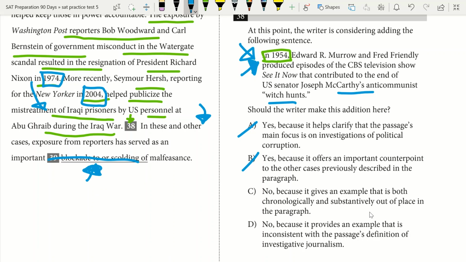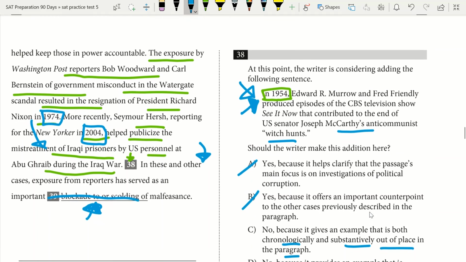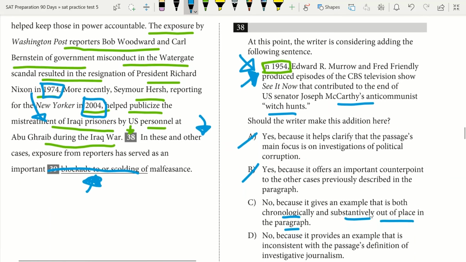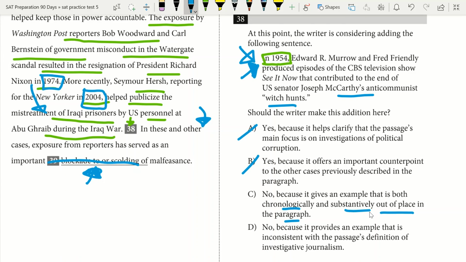Now we're looking at C and D. We see C says no because it gives an example that's chronologically and substantively out of place in the paragraph, right? So when we're talking about investigative journalism, we were really focusing mostly on print journalism as well, and this switches over to television journalism. So that's another reason why this would not be a good fit as well, okay?